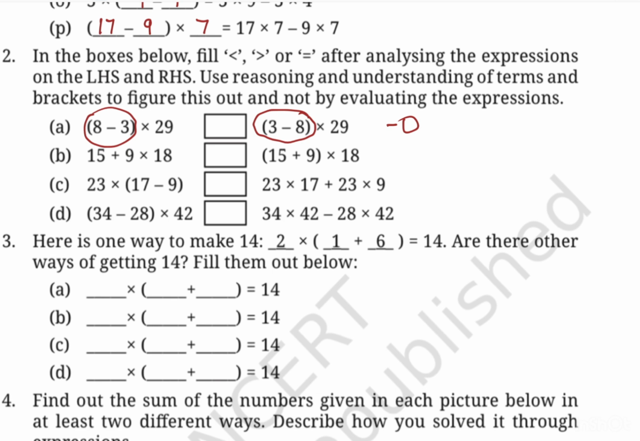8 minus 3 is a positive number. So it will be greater than 3 minus 8 into 29. Next question, 15 plus 9 into 18. Here 15 plus 9 into 18.